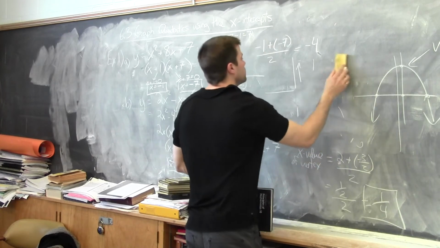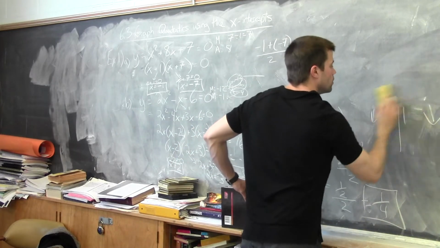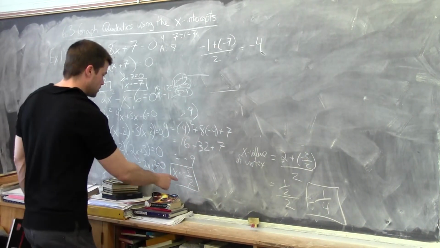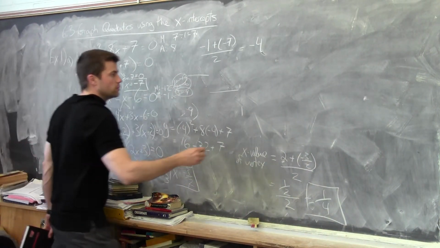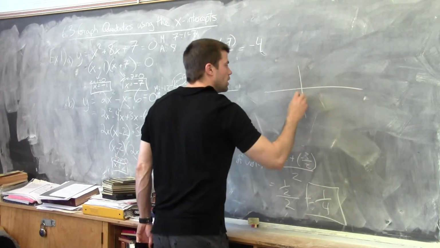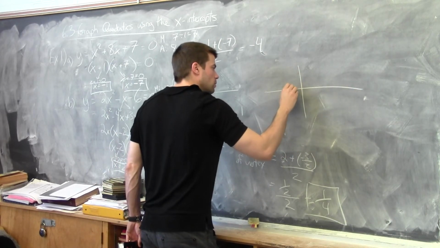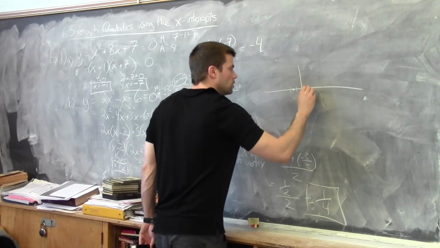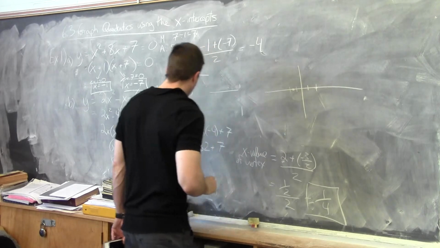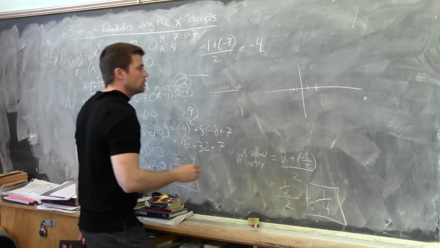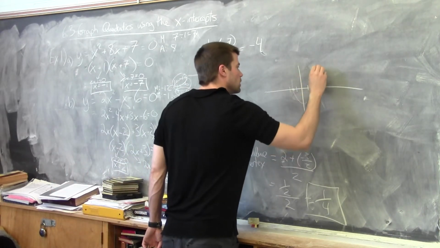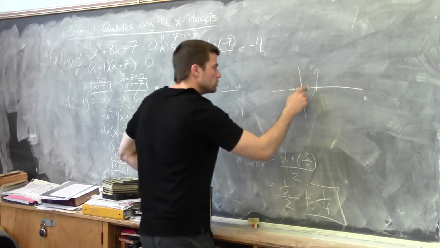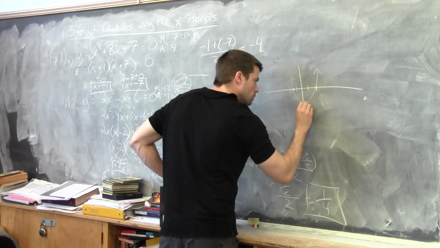So we know our vertex. Let's erase this. Let's see what we have so far. Our x-intercepts are negative 3 over 2 and positive 2. So let's draw that out. Negative 1.5 and positive 2. And we know the parabola opens up because it's positive, so something like this. Now we've determined that the vertex is at 1/4, so here's 1/2, here's 1/4.